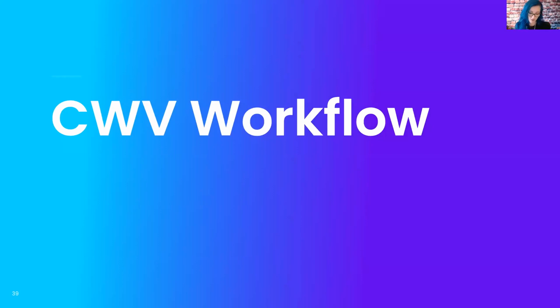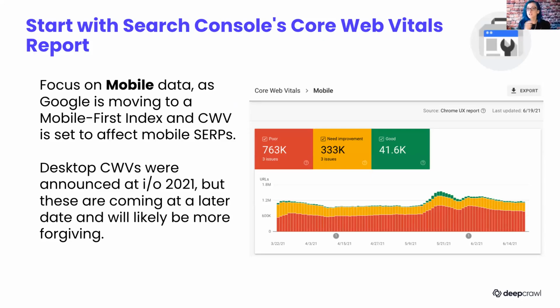So we have a good understanding of how these metrics work. They're important to us. They are important to users. How do we take that and actually do something with it? Let's start with Search Console's Core Web Vitals report. Focus on the mobile data because Google's moving towards that mobile first index. More importantly, the page experience update is out. That's impacting mobile SERPs, and it's based on mobile data.